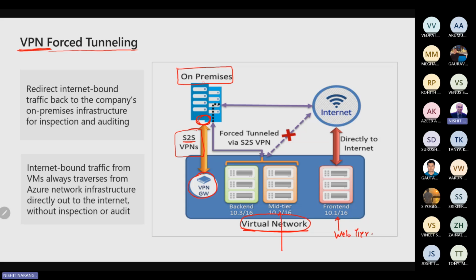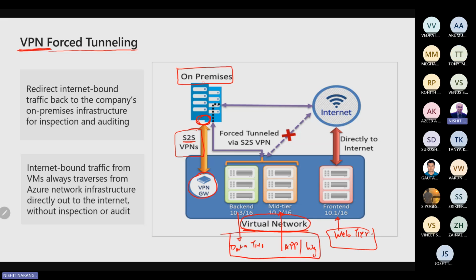This middle tier is actually my application or logical tier. And this backend may be my database tier, data tier. Now, we all know that in web applications, only the web tier is allowed to directly communicate with the internet. The middle tier and the backend tier, which is the app tier and the database tier, can't directly communicate to the internet. That's why the three-tier architecture of web applications: web tier, app tier, and database tier.